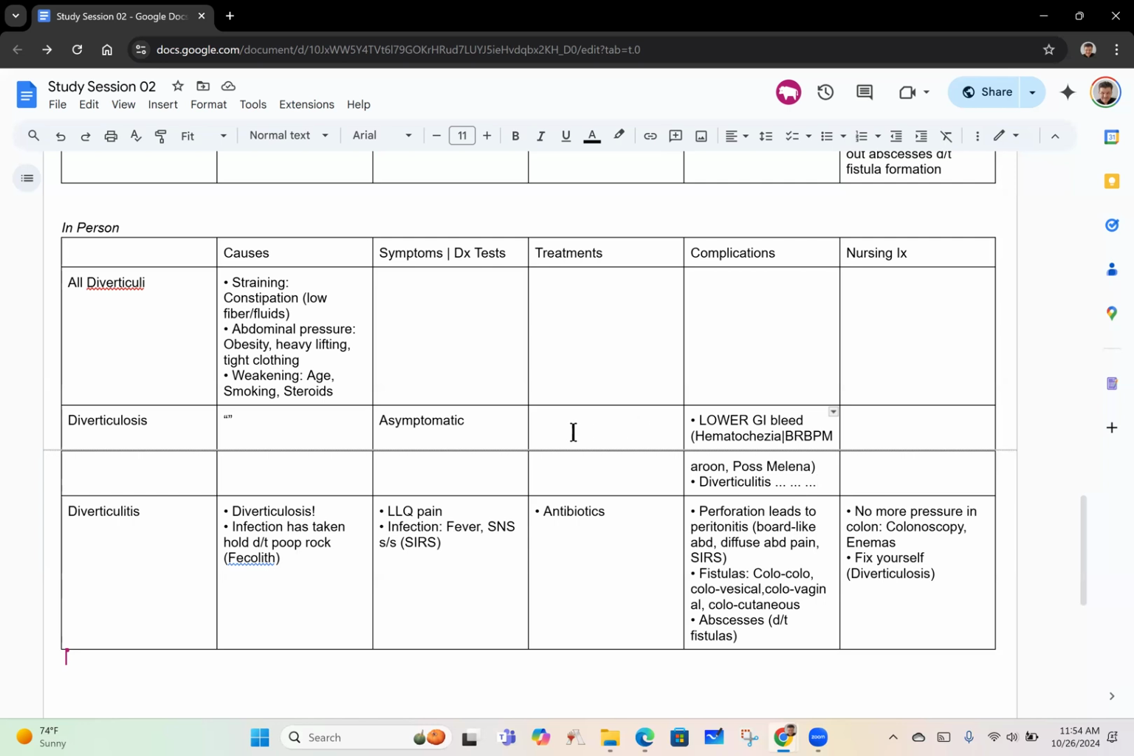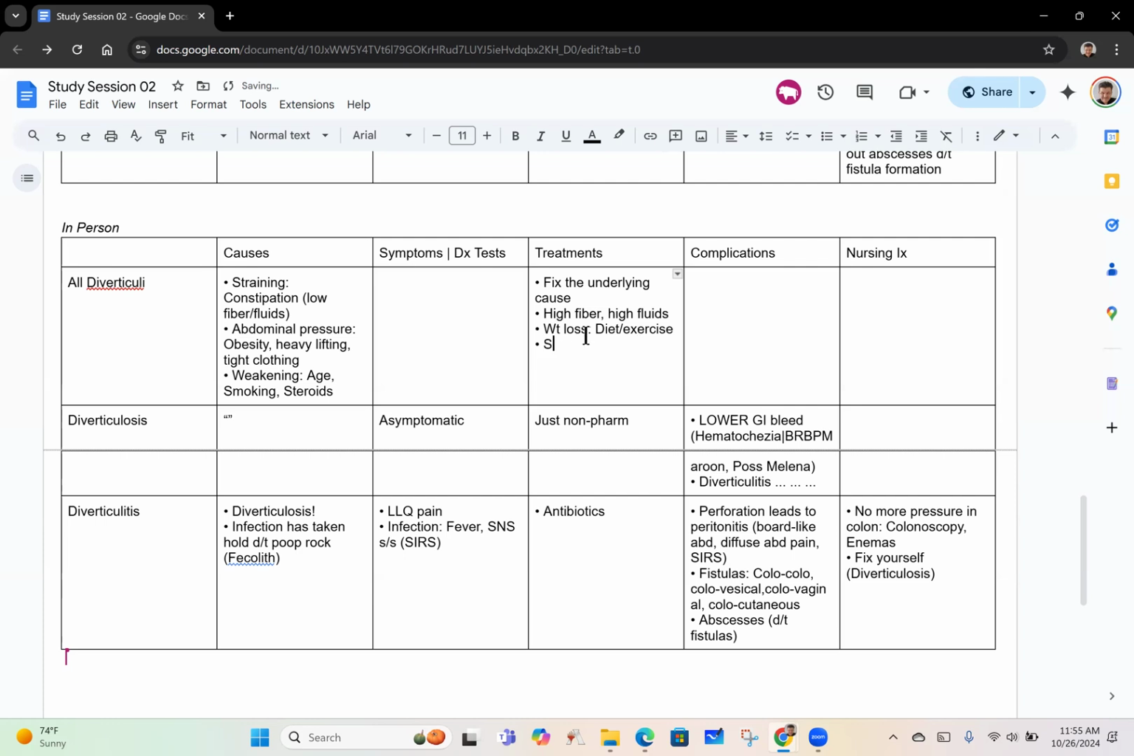Okay, so treatments for diverticulosis. It's non-pharm, right? Which is what? All diverticuli you recommend fixing the underlying cause. That's always the right answer, but it's going to be what? We're going to do high fiber, high fluids, weight loss, which is diet and exercise, always the right answer. Anything else? Lose some age. You can't do that, right?